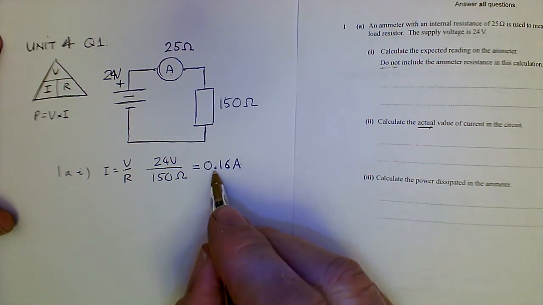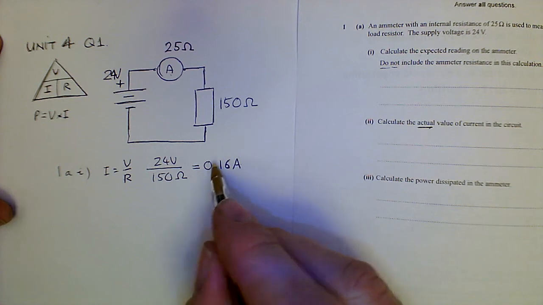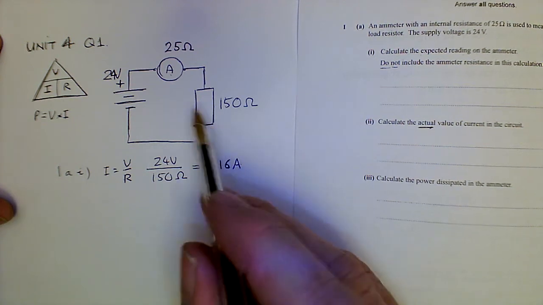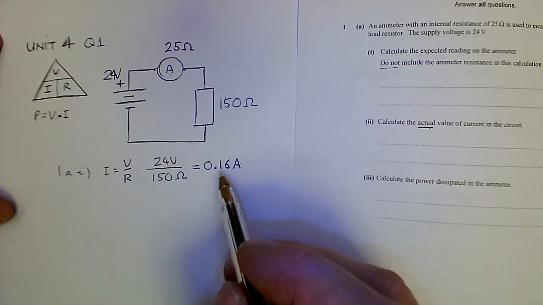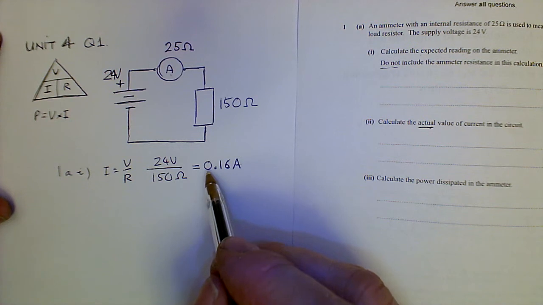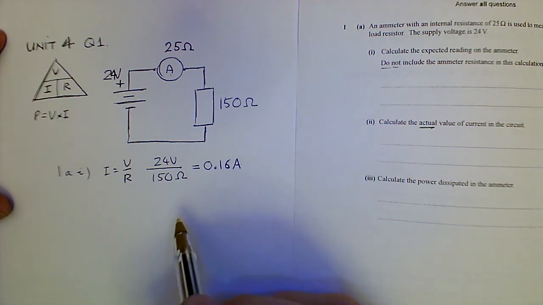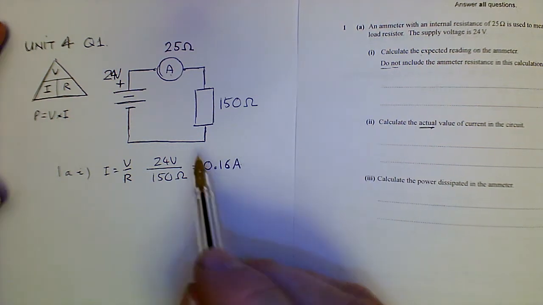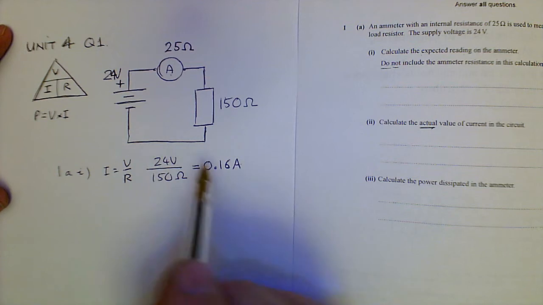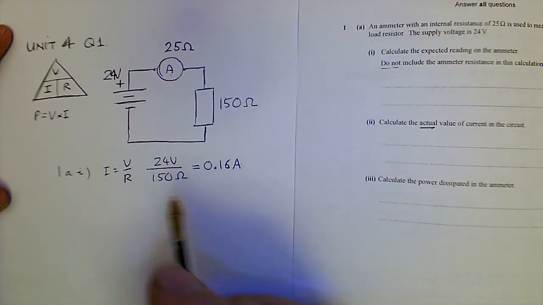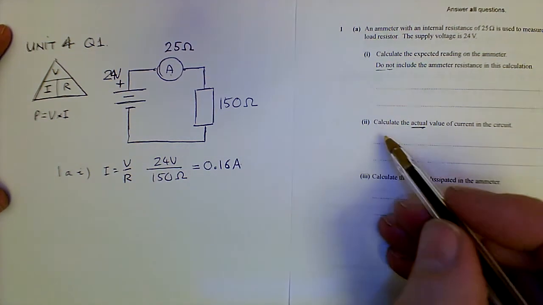So amps. 0.16 seems reasonable. In small electronic circuits, amps do tend to be less than 1. So it's quite common, and I'm quite comfortable with that as an answer. It would make sense in a small circuit like this to have less than 1 amp. So that's pretty good.